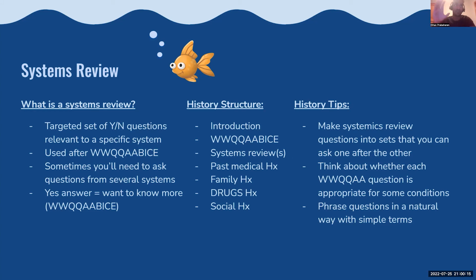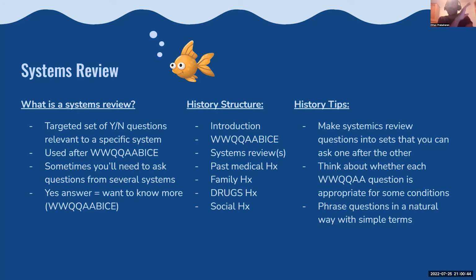So a systems review is a targeted set of yes or no questions relevant to a specific system. You use it after your WWQQ PHYS, and once you learn about multiple systems, sometimes you'll need to ask questions from a bunch of different systems. Because if they've got pain in their chest, for example, a whole bunch of systems can cause chest pain. And after your systems review, you go into your past medical history, family history, drugs, and social histories.